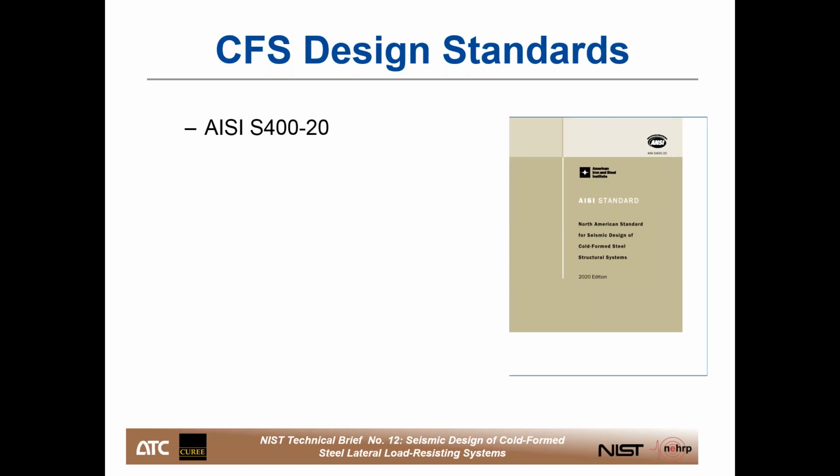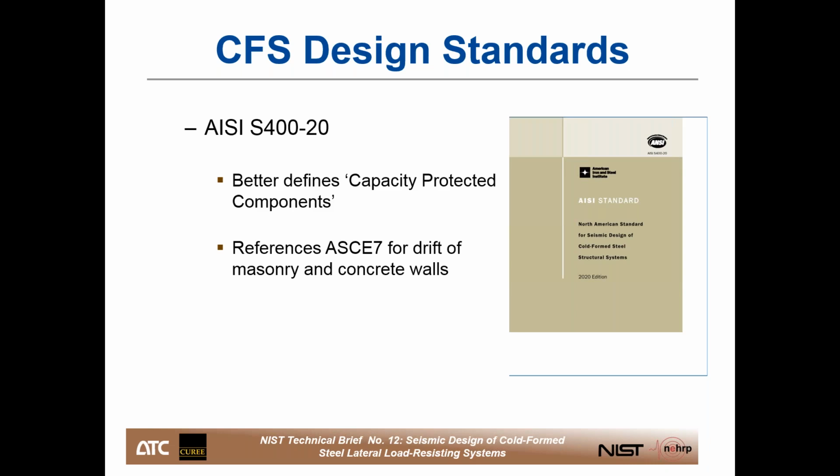So S400-20 is the second full edition of S400 and includes a number of clarifications and a few substantial technical updates. One of the things we did was provide a better definition for capacity protected components, replacing what we called at AISI lateral laundry lists of protected items. It was repeated over and over again in various provisions. So it's much easier to read now and understand what parts of your seismic force resisting system require capacity protection. The drift limitations for CFS buildings with concrete or masonry walls were updated to directly reference ASCE 7.